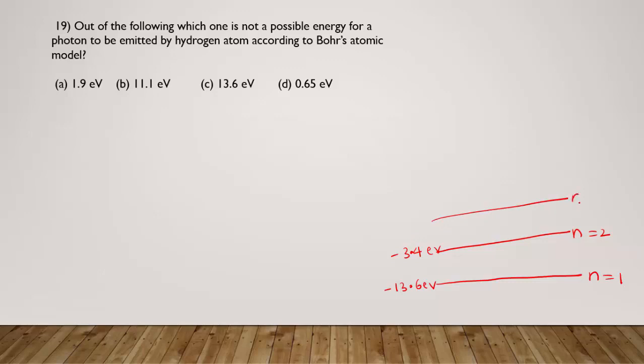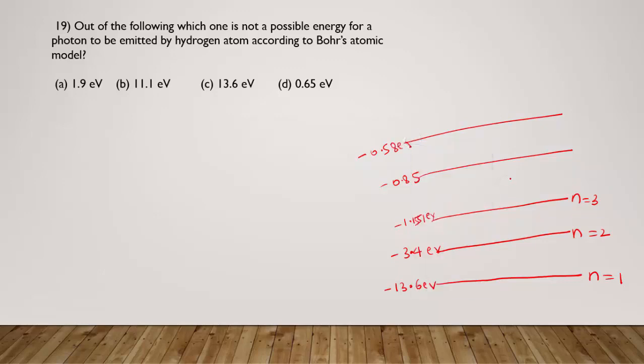Then for n equal to 3, it is minus 1.51 electron volt. When n equal to 4, the answer is minus 0.85. When n equal to 5, the answer is minus 0.58 electron volt.